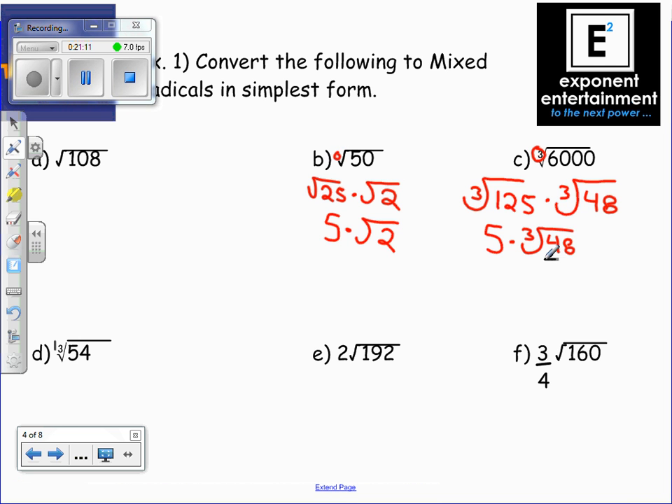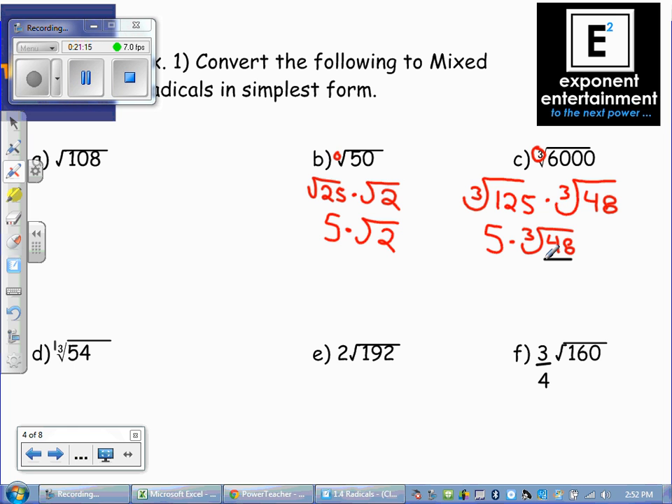So look at our chart. Any of those numbers divide into 48? 8. Does 8 divide into 48? 16? Is 16 on our cube chart? Oh, it's got to be the cube chart. These 3's never go away.